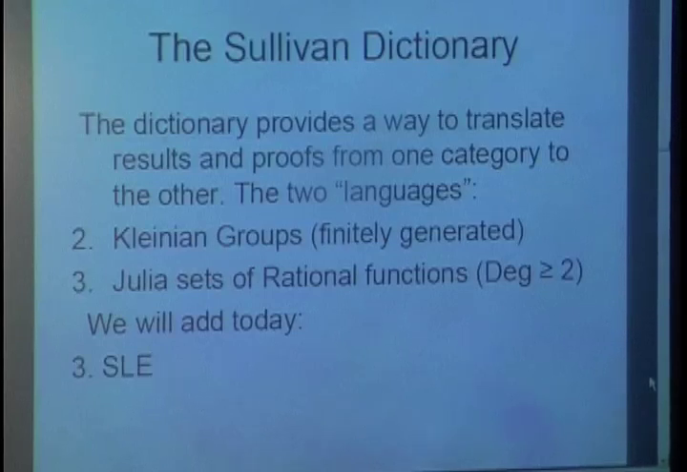Okay, so let's go to the Sullivan Dictionary. So it provides a way to translate results and proofs from one category to another. And Sullivan had two languages. So one was you looked at Kleinian groups, finitely generated, say. And then you have things like limit sets, etc. That's supposed to be 1 and 2, and somehow my PowerPoint got angry at me. Look at that. So that's 1 and 2. The second one is supposed to be Julia sets, rational functions of degree greater than or equal to 2, and I want to throw in SLE.